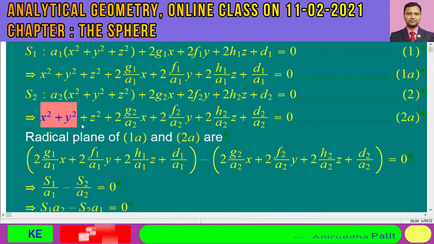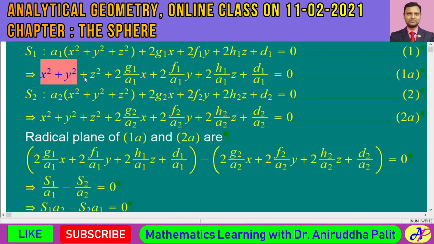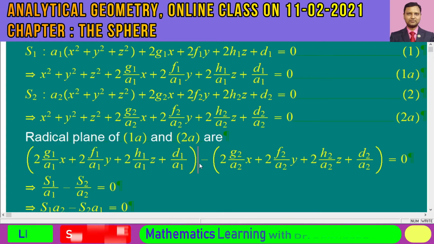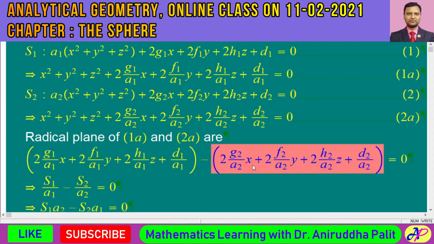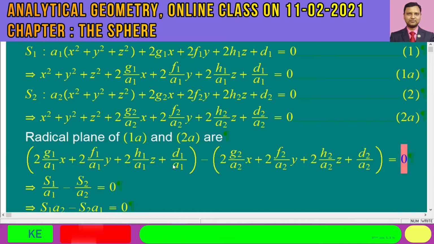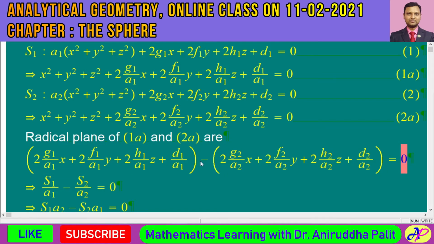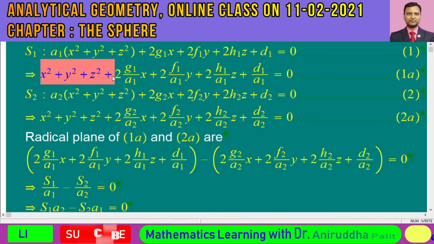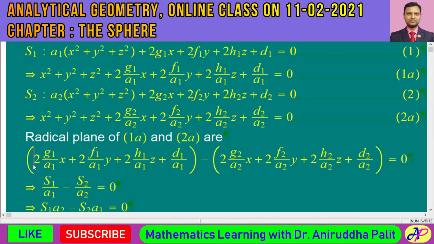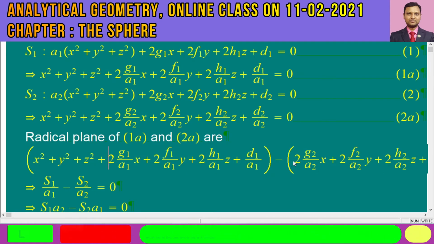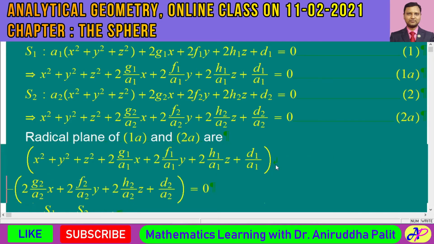And in that case, these three terms x square plus y square plus z square will get cancelled. Ultimately, we will have this kind of expression: this quantity minus this quantity is equal to 0. So we can also write it in this way. Suppose this x square plus y square plus z square is one expression, minus what?